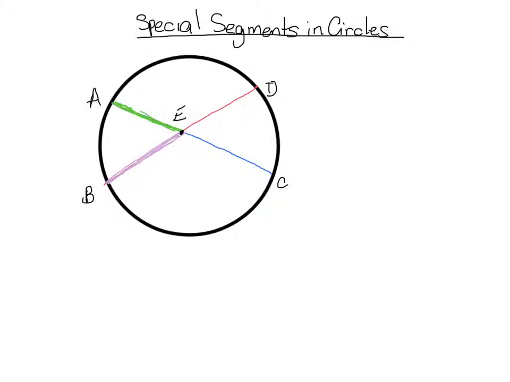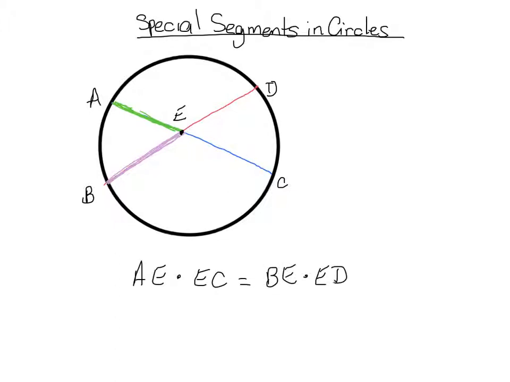And so we have a theorem that shows the relationship between all of these segments, and this is the theorem. AE multiplied by EC. So what I just did here is I just named the two segments that make up the first chord, AE and EC, will be equal to BE times ED.